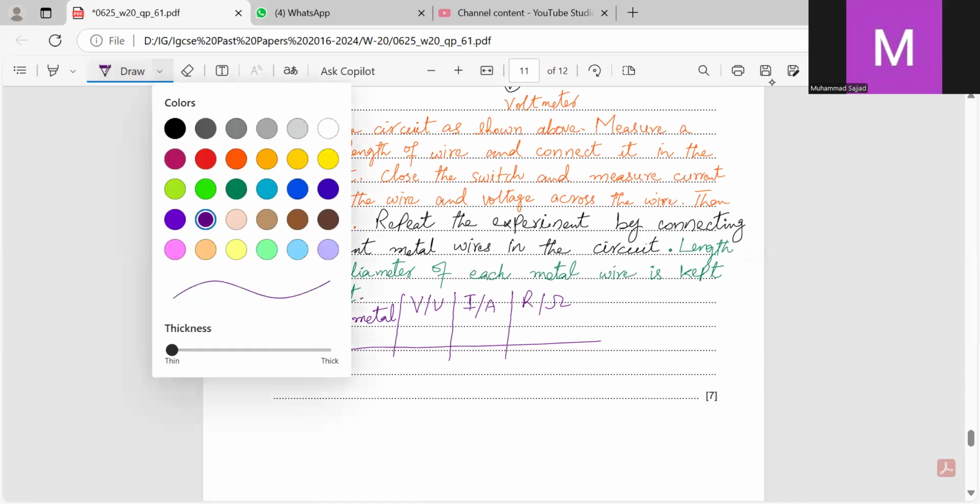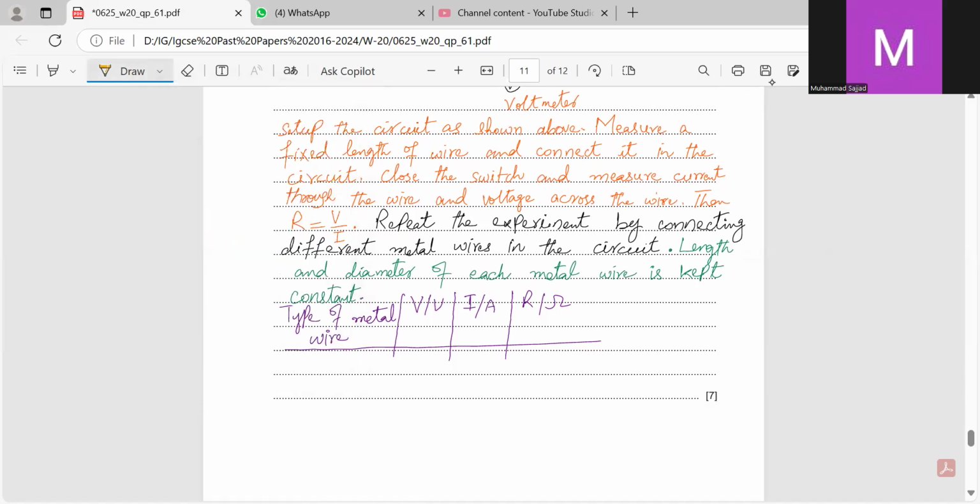And what should we write here? We can say: use low currents in the experiment to reduce what? Reduce heating effect of current.